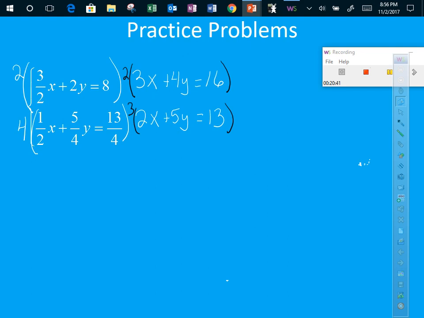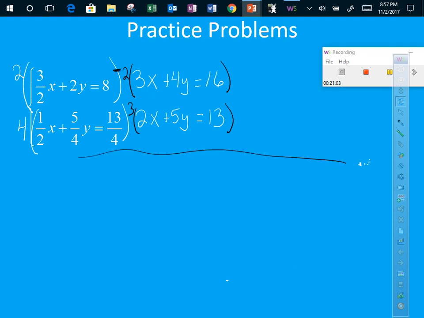Now, if I do that, look at what I got. I've got 6x there, and I got 6x there. They're not going to drop out when I add. So one of them's got to be negative. It doesn't matter which one you make, so I'm going to make this one negative.